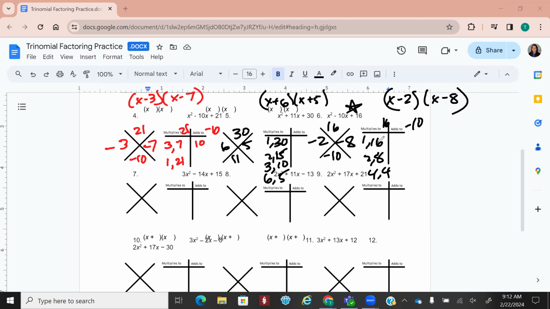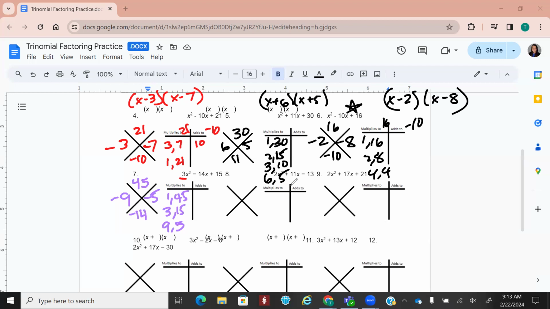Here's where we start getting more advanced. On the next one, we see that our a term has now turned into a number other than 1. Okay, so 3 times 15 gives me what? Okay, and then we need to add together to get negative 14. So multiples of 45 are going to be 1 and 45, 3 and 15. What else? 9 and 5. Which ones add together to get us negative 14? Negative 9, negative 5.